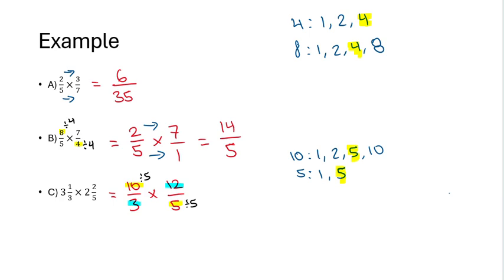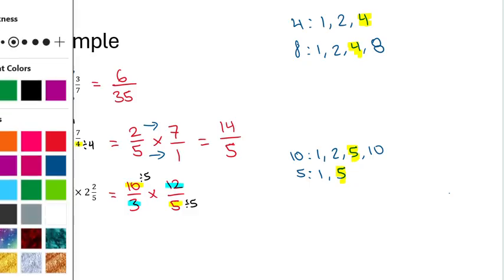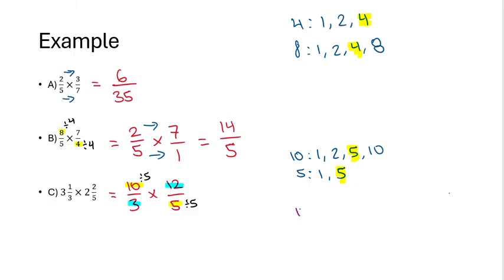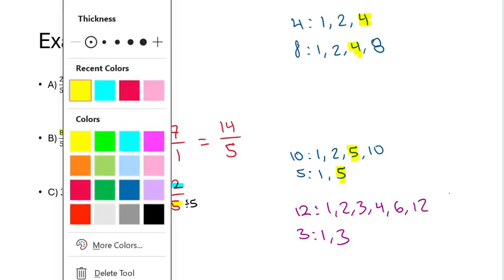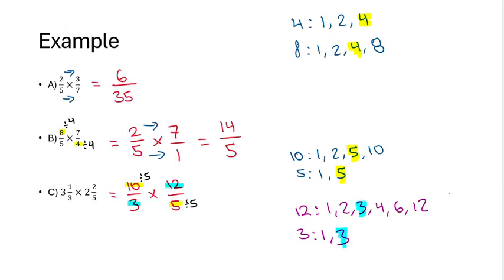And now for 3 and 12, 12 and 3, 1, 2, 3, 4, 6, 12, and then 1 and 3. As we can see here, the number 3 is the highest number they share in common. So you're just now going to divide these numbers respectively, like so. Now this may look like a hot mess right now, but if you rewrite the fraction again, it becomes 2 over 1 times 4 over 1, like so. And then you just do that, it equals 8.